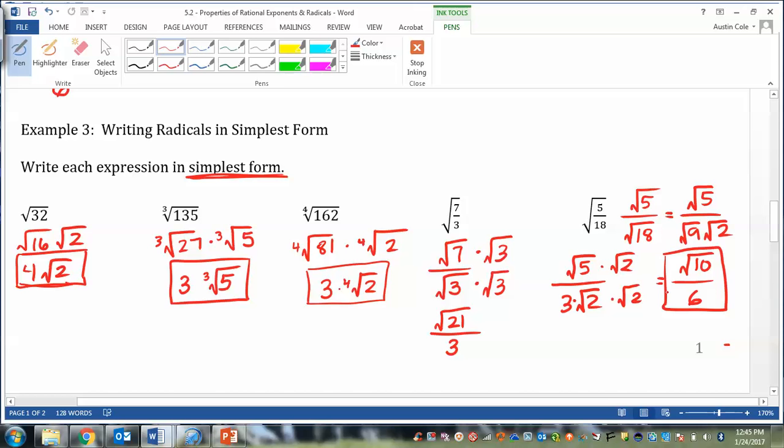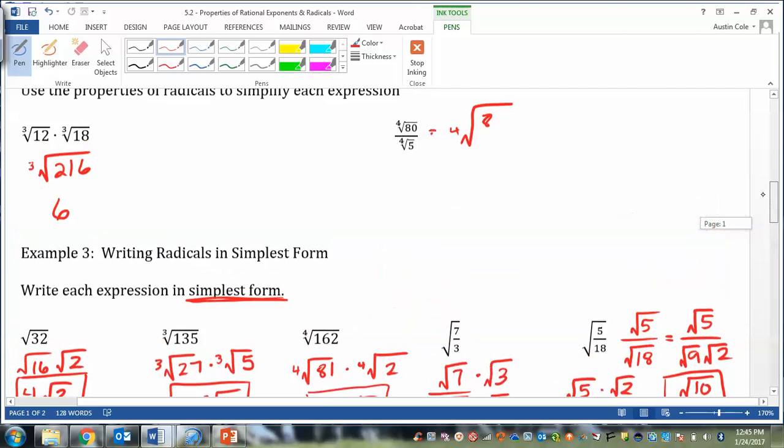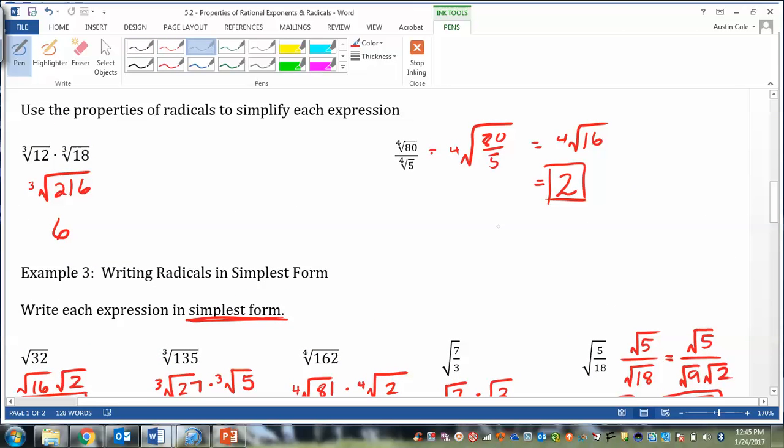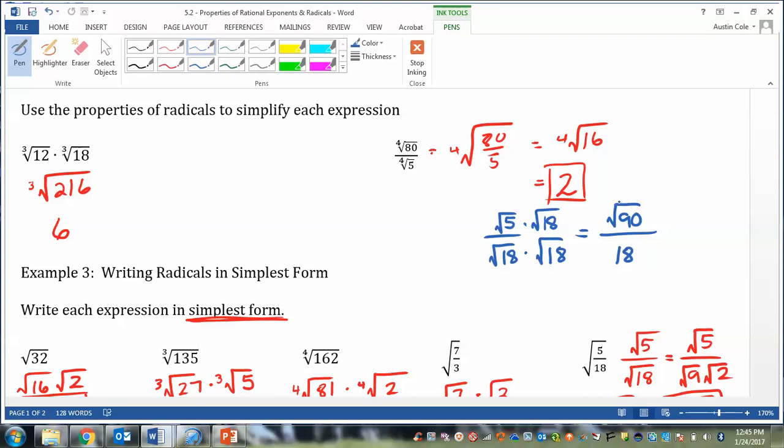Now, some of you might be asking, well, Mr. Cole, can I just take the square root of 5 over the square root of 18, and multiply by the square root of 18? We certainly can. Okay? But if I do this, I'm going to get 18 in the denominator, right? What do I get in the numerator? 90. We need to ask ourselves, is there a perfect square in the numerator that's a factor of 90?